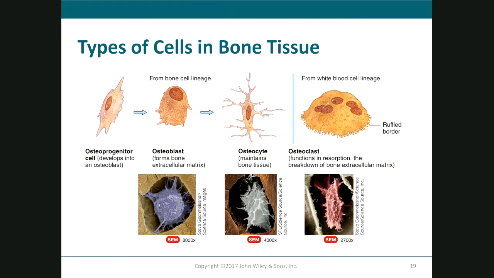So here's an example of what they look like. Osteoprogenitor cells, again, develop into osteoblasts. Osteoblasts form that extracellular matrix, and they become osteocytes. So the osteocytes are maintaining the bone tissue. When you see an osteoclast, their function is resorption, or the breakdown of this extracellular matrix.